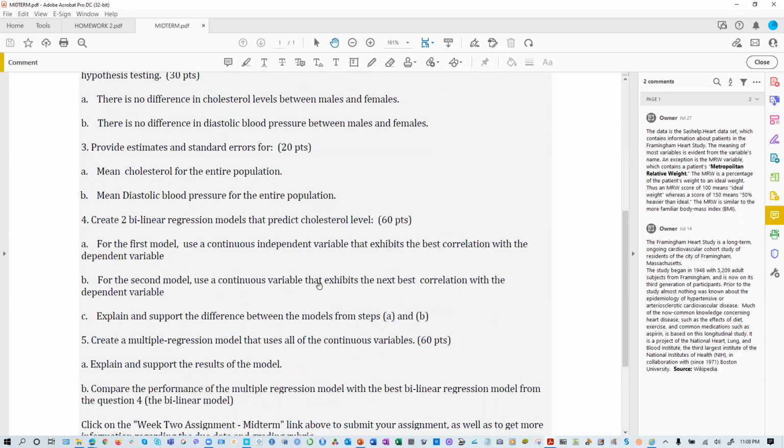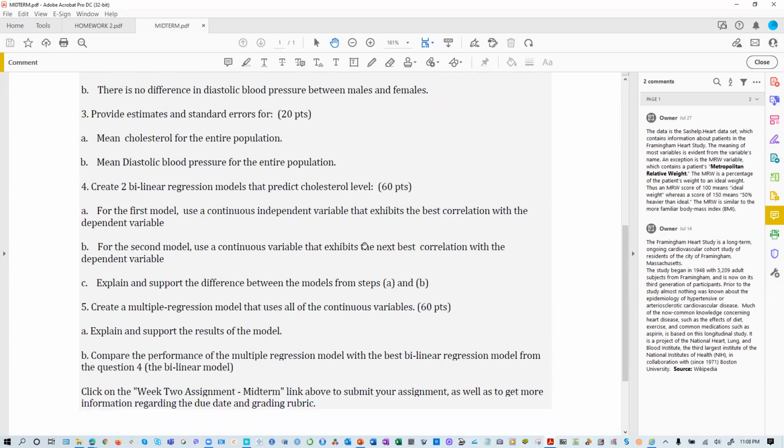For the first model, use a continuous independent variable X that exhibits the best correlation with the dependent variable. That means you have to get the correlation matrix and see which one shows the best correlation. That's the one that you're going to fit as the X variable to predict the cholesterol level. Y would be cholesterol level for sure. X would be the one with the highest correlation.